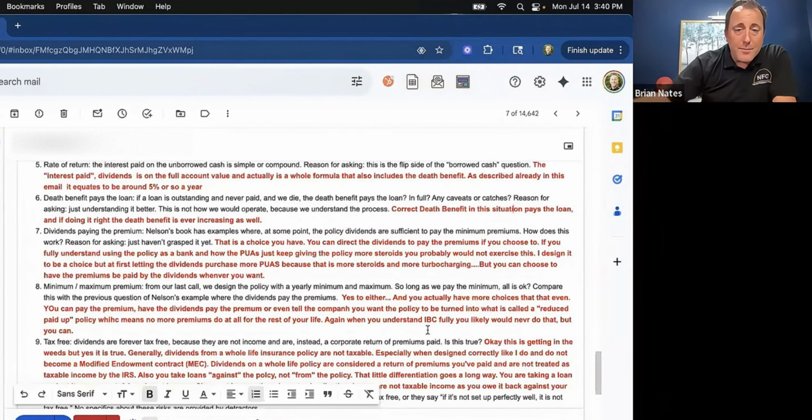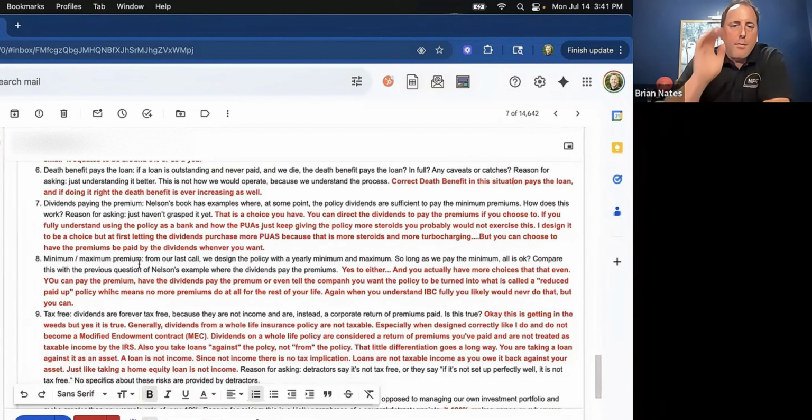If you fully understand using the policy as a bank, and how the paid up additions just keep giving the policy more steroids and more turbocharge and more steroids, you would actually not exercise using the dividends to pay the premiums. But if you had to, you absolutely can. Maybe later in life, even though later in life is when like you put in $1,000 and it equals $2,000 in cash. Why would you not put the $1,000 in, right? But anytime you want to use the dividends to pay the premiums, you absolutely can. But the paid up additions is where the steroids and more turbocharging just happens. But you can. Okay. All right.